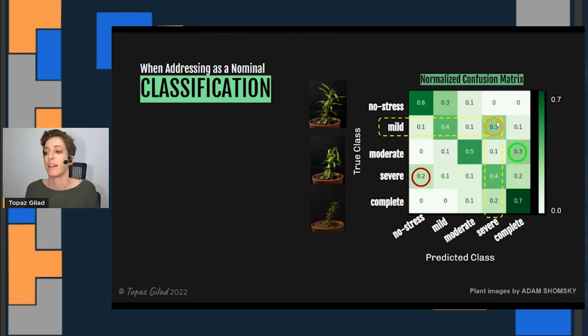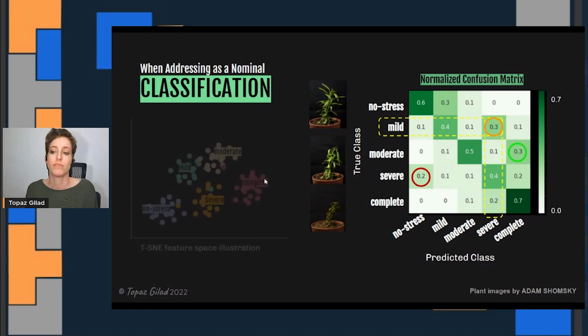If we are to make a mistake 30% of the time, at least let it be with an adjacent class. For example, instead of mild, say it's moderate. And we can see another such example here. 20% of the severe cases were predicted as no stress. So basically, we want to push those toward the main diagonal.